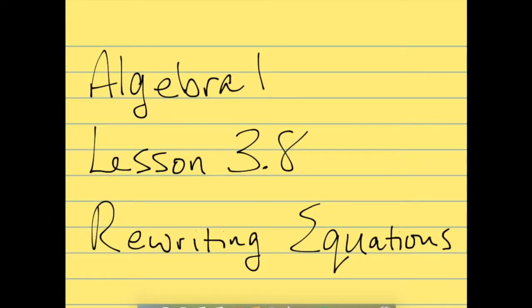Okay, today our lesson is on rewriting equations and formulas. Essentially, we're going to be using the same algebraic steps we've been using to solve equations. It's just that we're not always going to come up with a number for an answer. We're going to come up with a new equation.